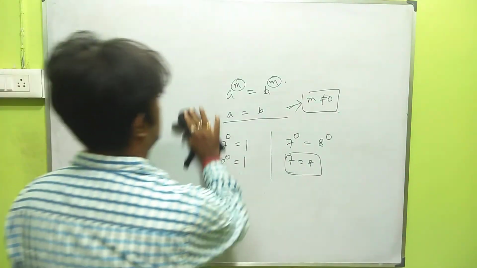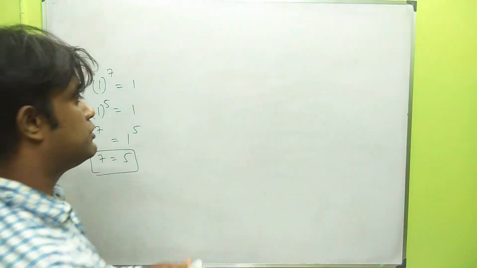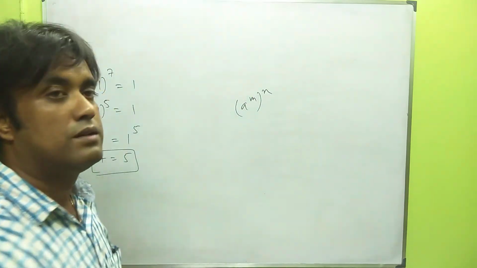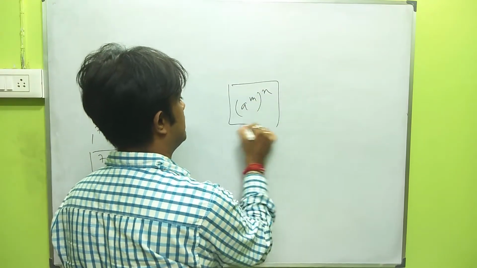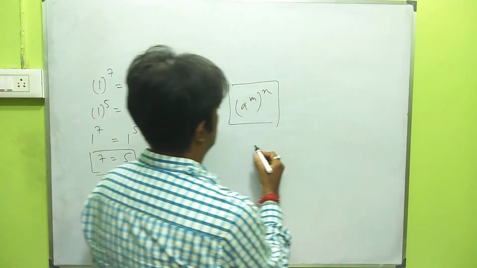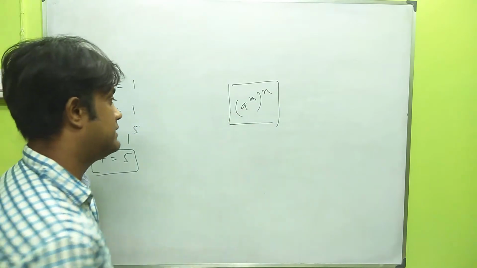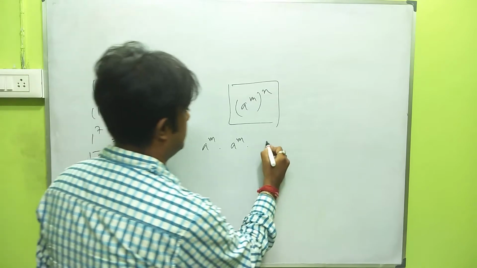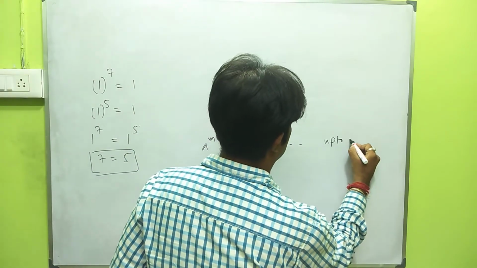Now, what do you mean by a to the power m to the power n? This means that a to the power m into a to the power m into a to the power m, that is up to n times.